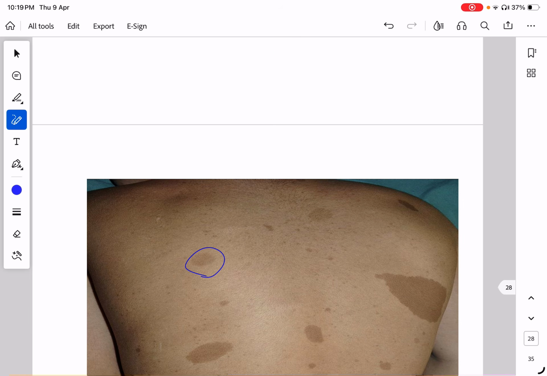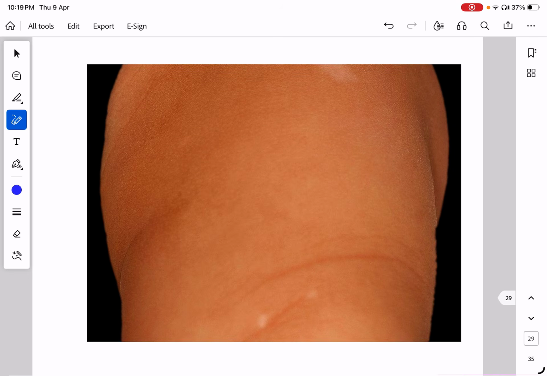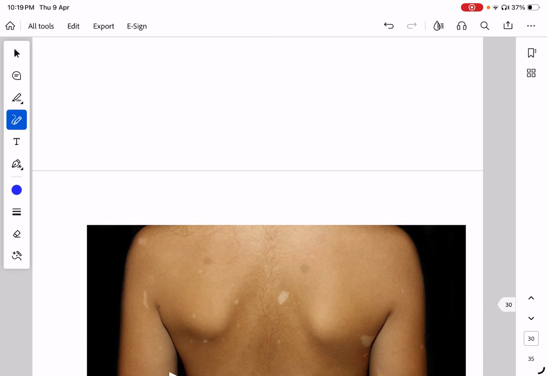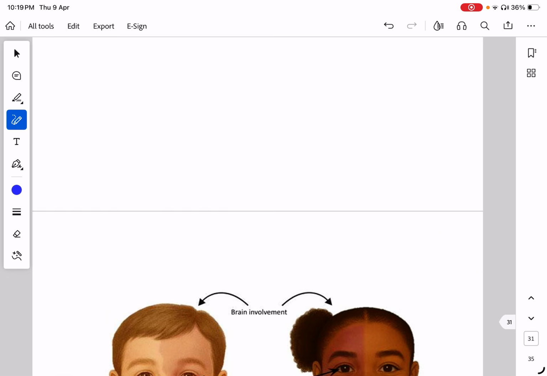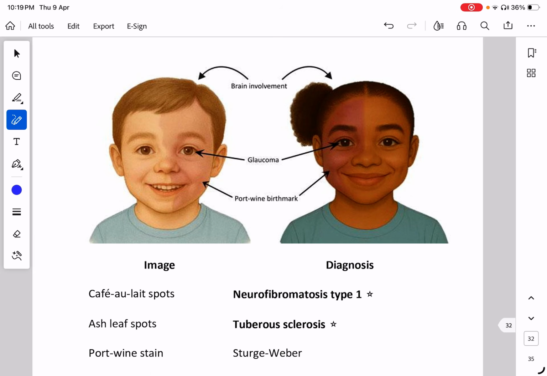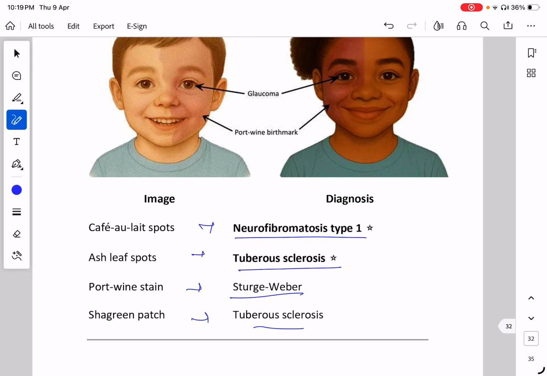Neurocutaneous syndromes: these are the café au lait spots, multiple spots. Ash leaf macules, shagreen patches. So these are all the findings. So café au lait in neurofibromatosis type 1, ash leaf spots in tuberous sclerosis, port-wine stain in Sturge-Weber syndrome, and shagreen patch in tuberous sclerosis.